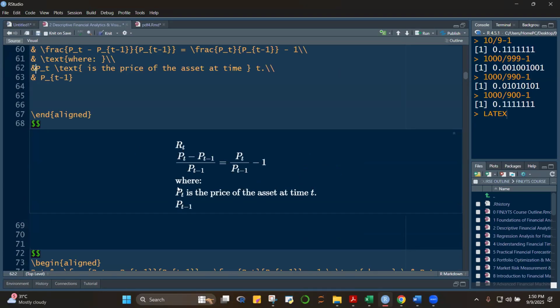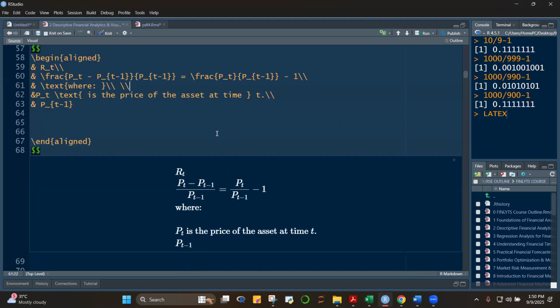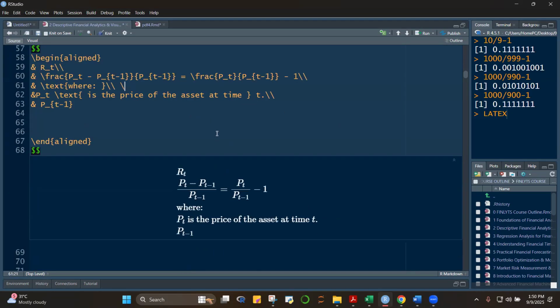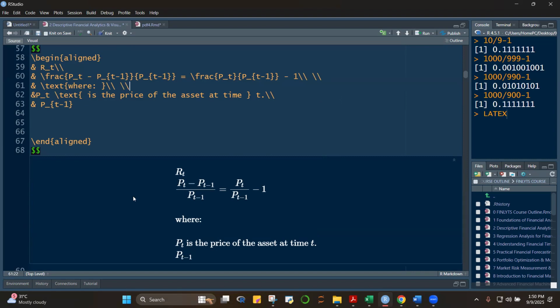Okay, so all aligned. And where is one? And you can actually increase this one. Okay, double. Okay, not after where. Sorry, here it goes. So I put a double slash here. And if you want, you can put a double slash.